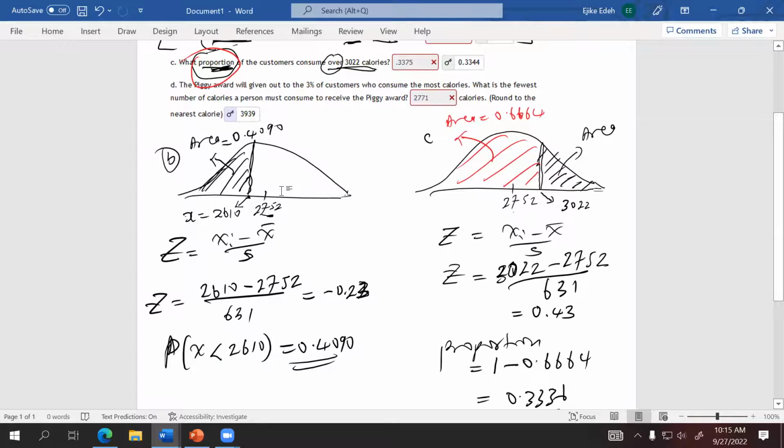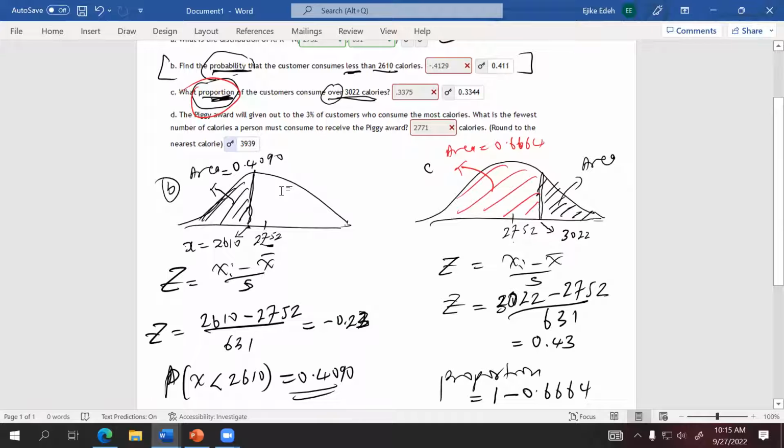Any concern or question about this one? So you see, this could be deceiving, right? The answers are very close somehow, but it's just pure chance that they are that close. So be careful when you're working this, and have the concept in your mind.